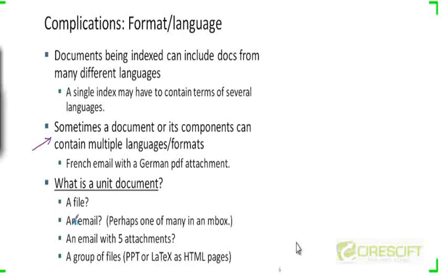In some cases, a single document itself could contain multiple languages or multiple formats. For example, an email in English could quote, say, a speech in French, in which case a section of your email would be in French and the rest of it would be in English. Sometimes the attachments that you send with your emails could be from other languages. You can have a French email with a German PDF attachment. So these are some complications that you need to deal with if you plan to build an IR system for the web.